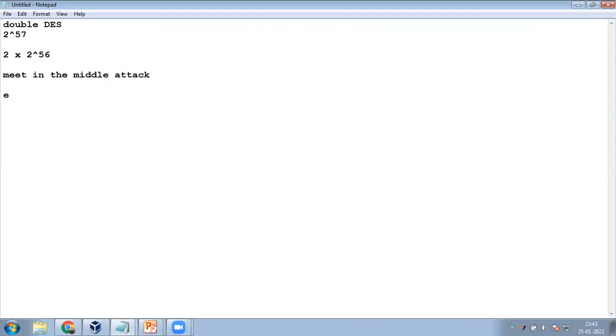Now what is this? So Double DES looks like this. Encryption of the plain text with K1, and the other key is K2, gives you the ciphertext. Decryption of the ciphertext with K2, then K1, gives you the plain text.